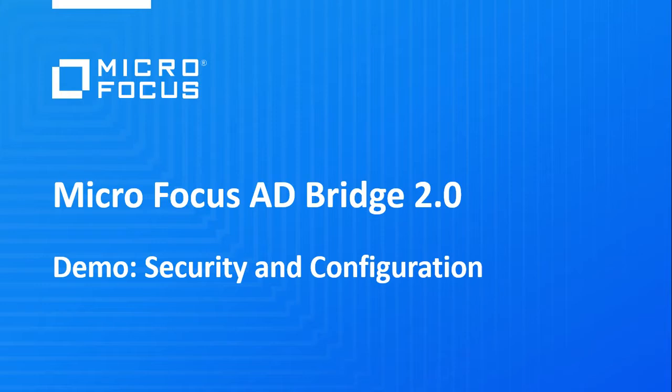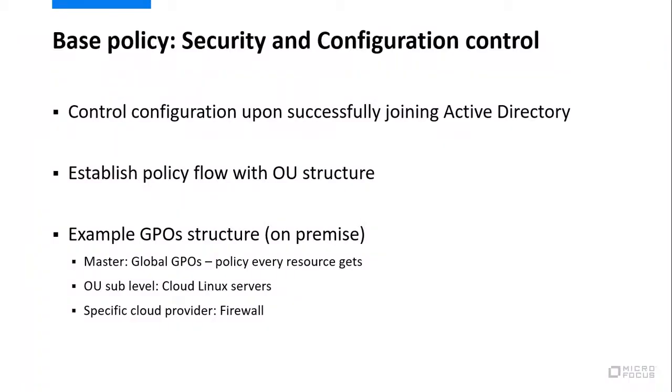This time I'd like to demonstrate the basics of policy with security and configuration. What we're going to do is show you some of the basics of configuration control once you actively join Active Directory. What this does is allow us to create policies that follow the OU structure. Those familiar with Active Directory and group policy know that policy flows down the tree, and we'll give you a good demonstration of that.